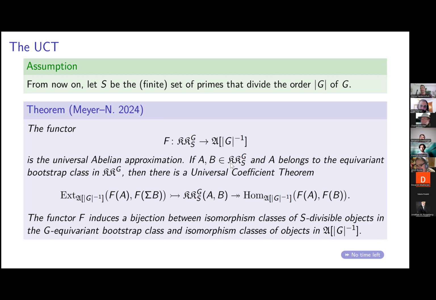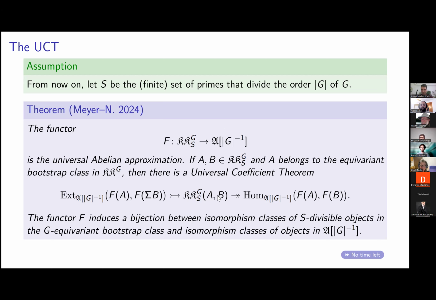So if A and B are S-divisible and A belongs to the equivariant bootstrap class in KK^G, then the universal coefficient theorem holds.